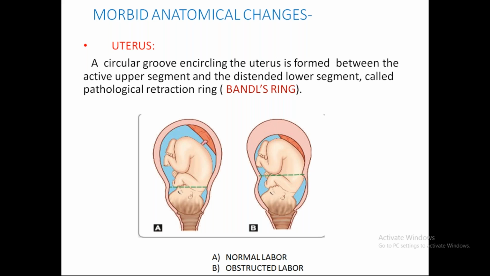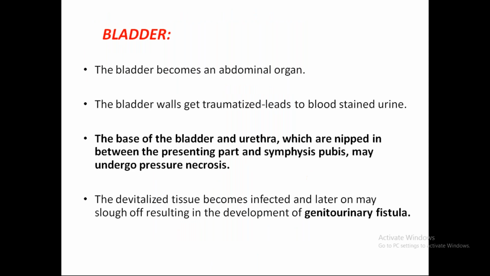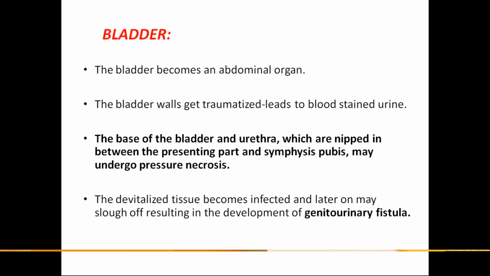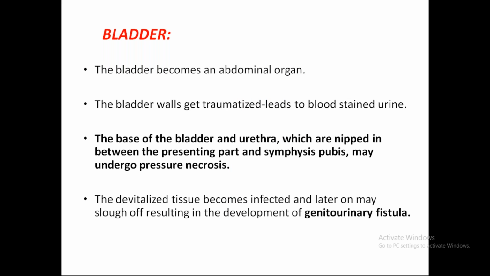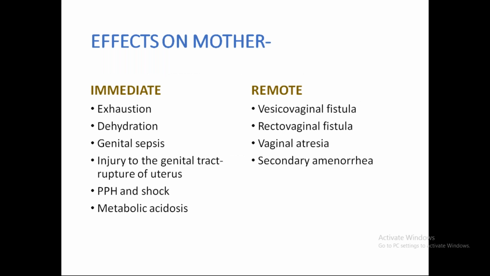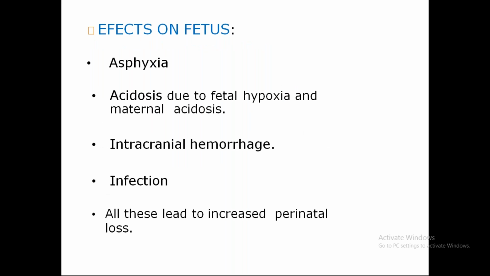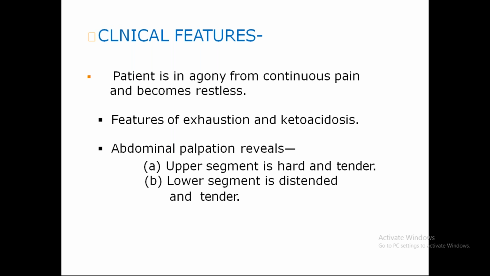Bandl's ring is the pathognomonic feature in obstructed labor. And the chance of bladder-base injury is more common because of compression between the presenting part and the symphysis pubis. Effects on the mother: exhausted mother, dehydration, ketoacidosis, injury to the genital tract and ruptured uterus, PPH and shock are the immediate complications. Remote ones are fistulas, vesicovaginal fistula, rectovaginal fistula, atresia and secondary amenorrhea. And for the baby, asphyxia, acidosis, hemorrhage and infection.